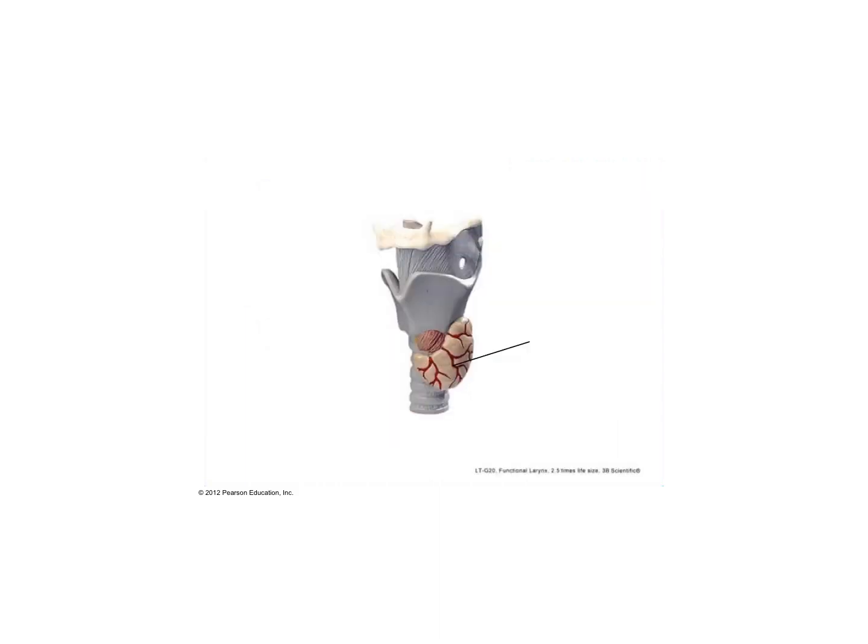Okay, this is a different view and a different model we haven't seen before, and this is the larynx. And then in front, right below the larynx, we have this endocrine gland, which would be the thyroid gland. So this is a picture of the thyroid gland.